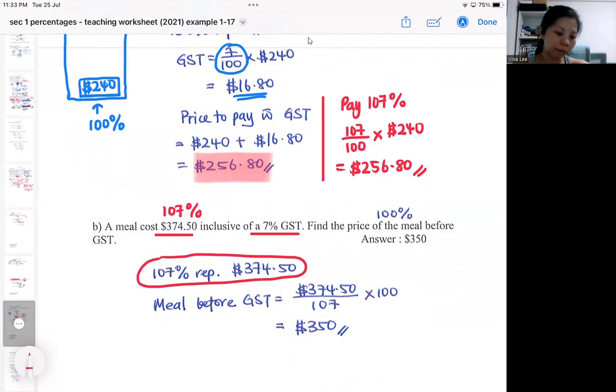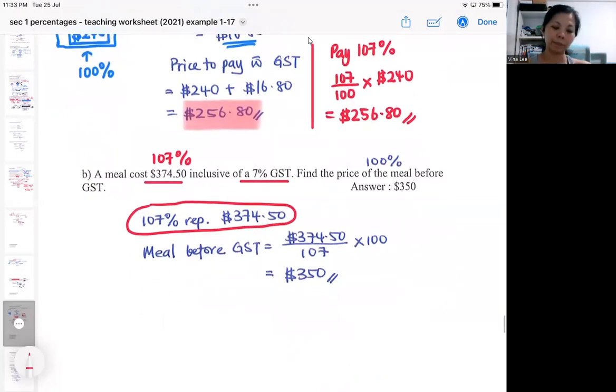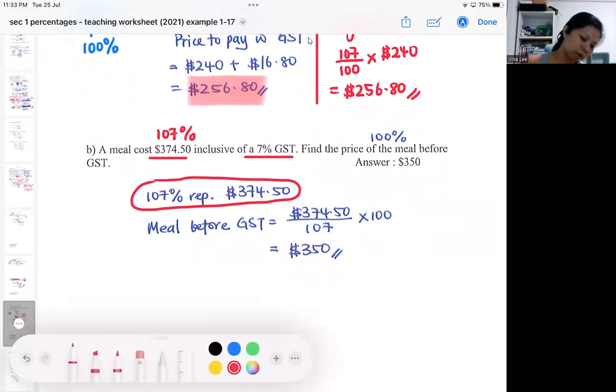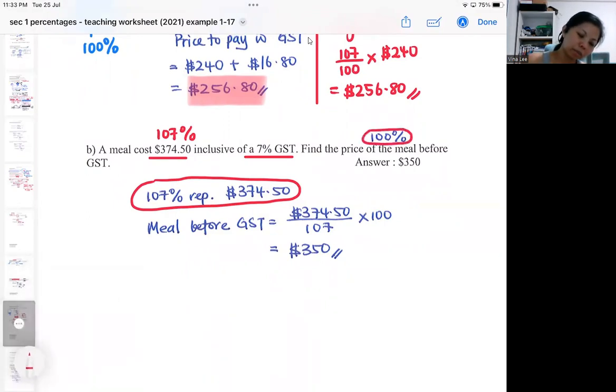Okay. So the price before GST will be the 100% first. That means, right, if this price already includes the 7%, it is 107. And the price of the meal before that should be the 100% that I'm interested to find. So I use this amount, divide by 107%, so I can calculate what is 1%. Then I go on to calculate the 100%. That means without GST, the price is only $350.